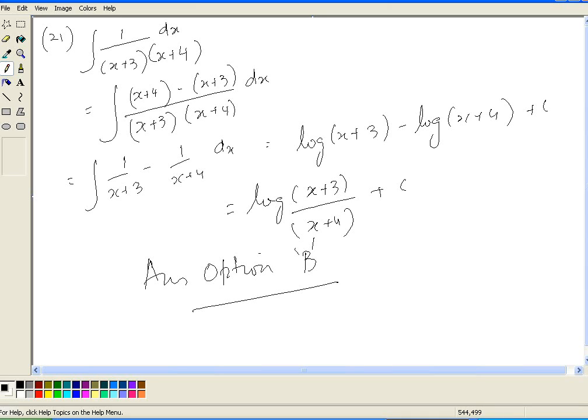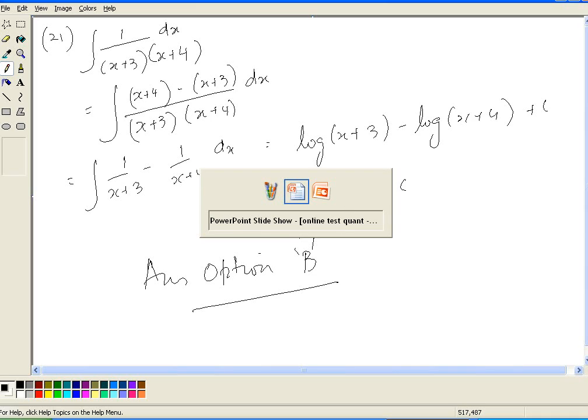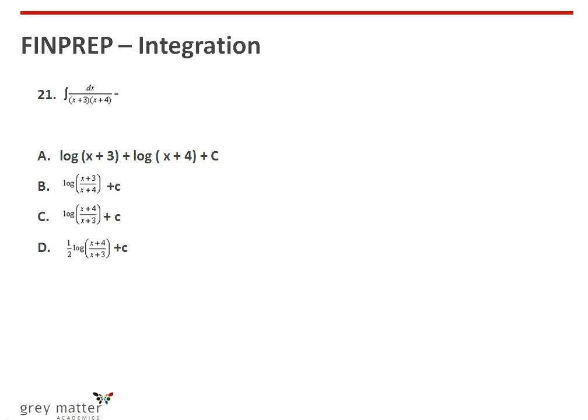So the answer is option B. Going back to our PowerPoint presentation, it is option B, which is log of (x+3) by (x+4) plus c.